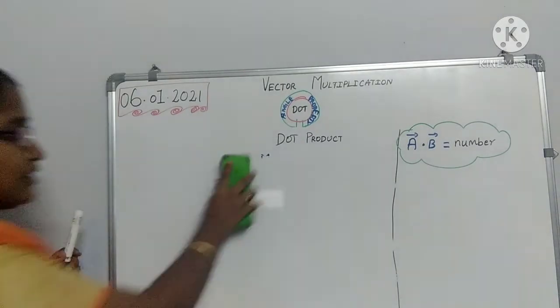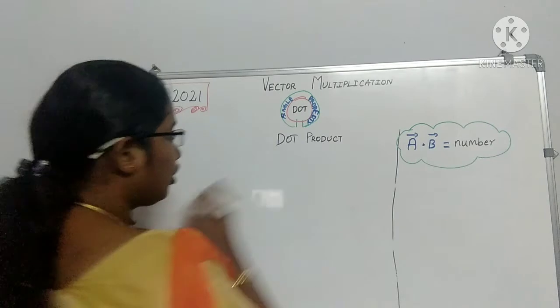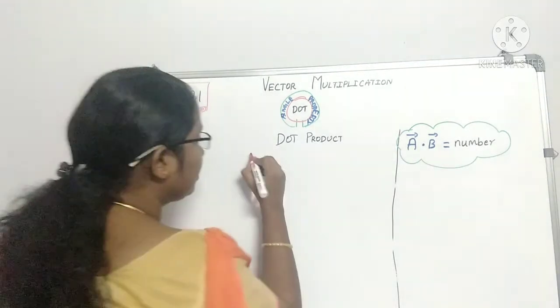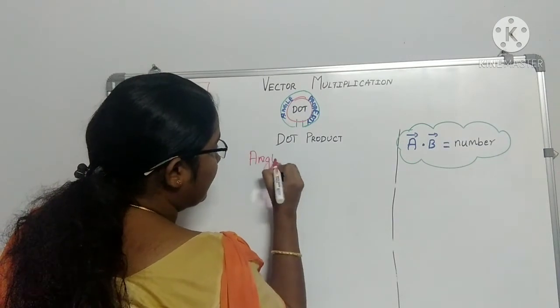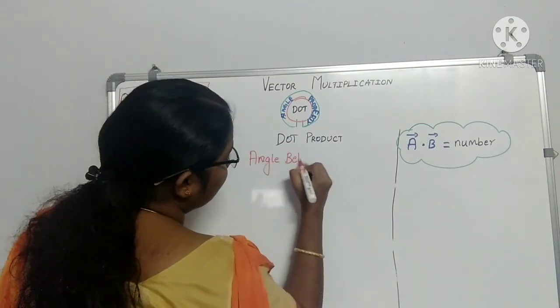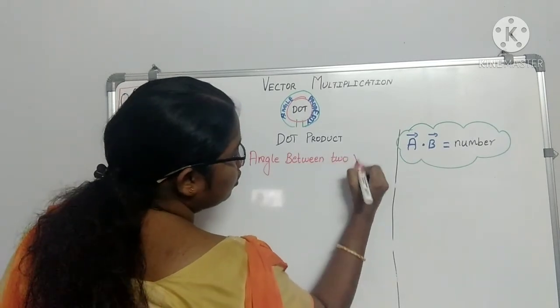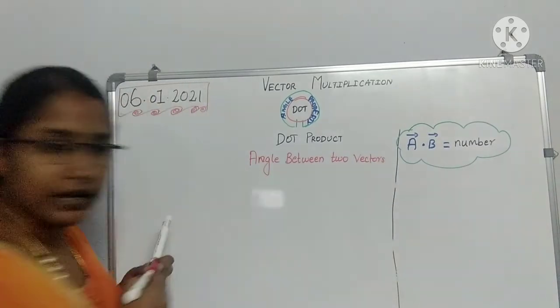Angle between vectors. Listen. Dot product, angle between two vectors, using dot product.